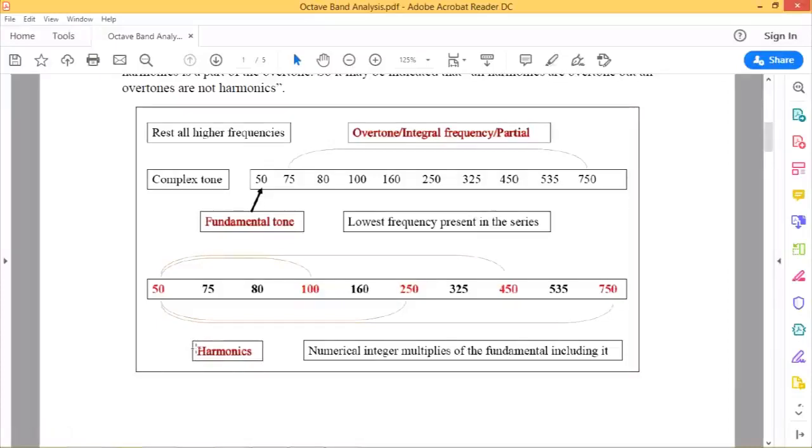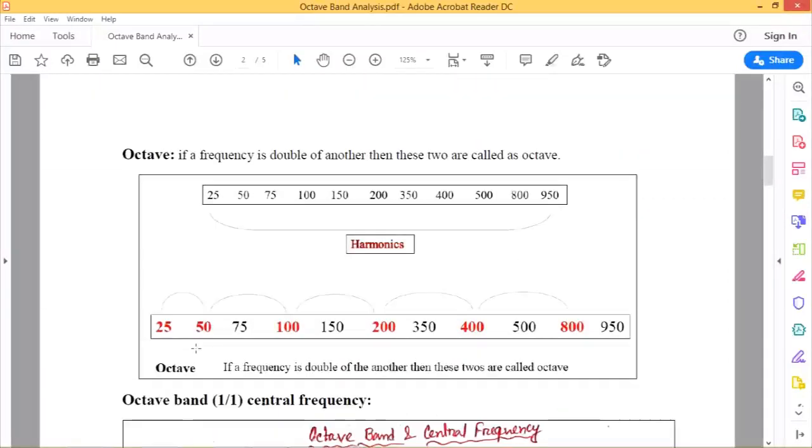Okay, now come to octave. What do you mean by octave? If a frequency is double of another frequency, then these two frequencies will be interrelated, and that relation will be known as octave. If one frequency is double of the other, then the relation between them is known as octave.